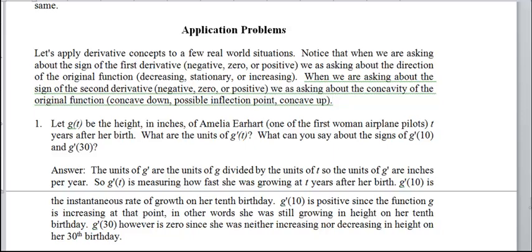On the other hand, G prime of 30 is 0, because at 30 years, she is neither increasing in height nor decreasing in height. She's leveled out, and the function G is actually constant at that point.